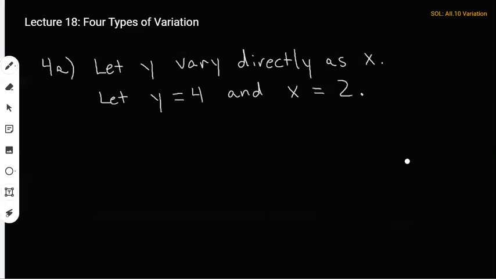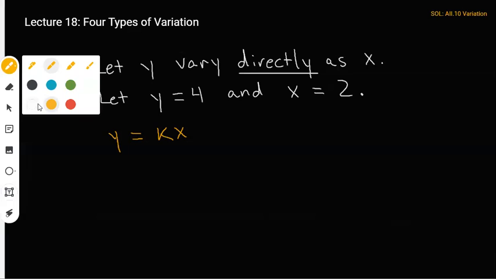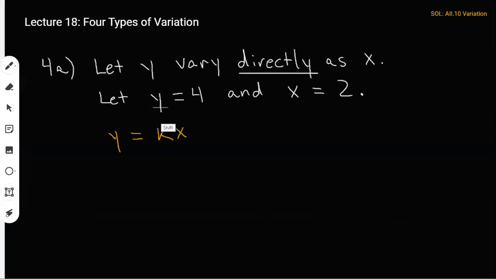The first sentence it gives you is going to tell you what type of equation you're going to write. And since we're talking about direct variation, we're going to be multiplying k by x. So when we write down our equation, I'm going to say y equals k times x. Once you write your equation down, you're going to plug in the two numbers that it gives you. It tells you that y is going to be equal to 4 and x is going to be equal to 2. So those are the two numbers that we're going to be plugging in.